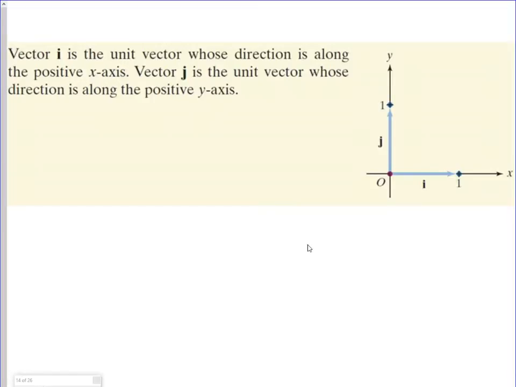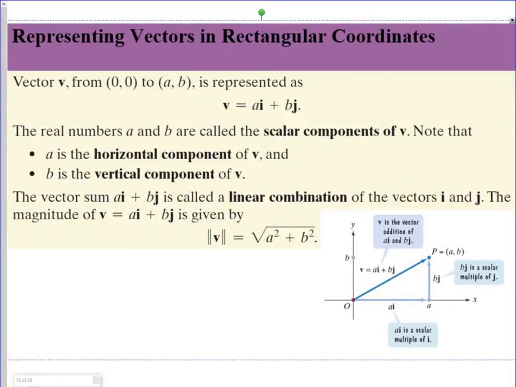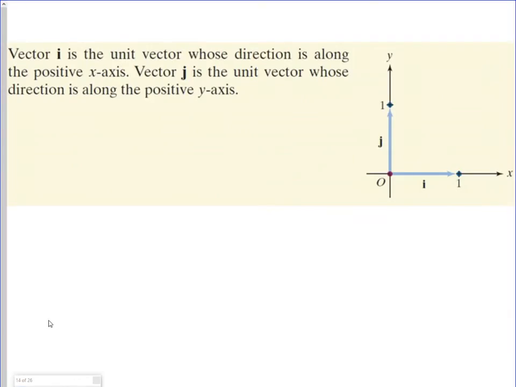Okay, rectangular coordinates. Hold on. This should show a different color. Do I really want to do that? That's kind of a lot.